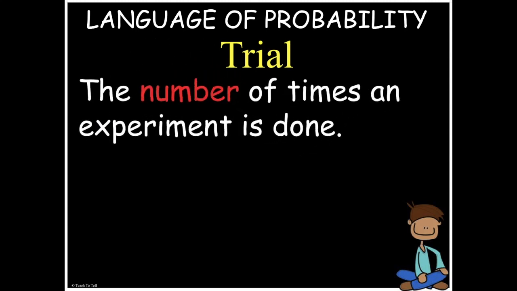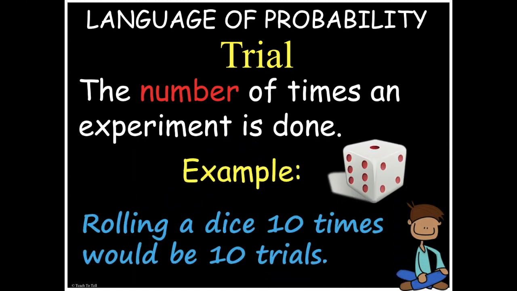A trial is the number of times an experiment is done. So if you decide to roll the dice 6 times and see what comes up, the trial number is 6. Or you can roll it 10 times.